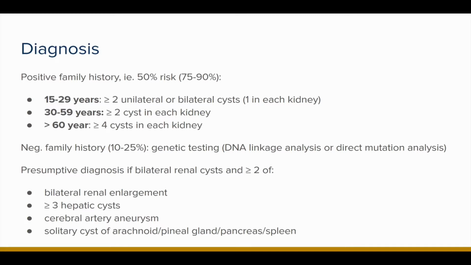So for those that are between the age of 15 and 29 and have two or more unilateral cysts, or they have bilateral cysts, i.e. one in each kidney, they have the disease. For those that are between 30 to 59, two or more cysts in each kidney, and over 60 who have 4 cysts in each kidney.